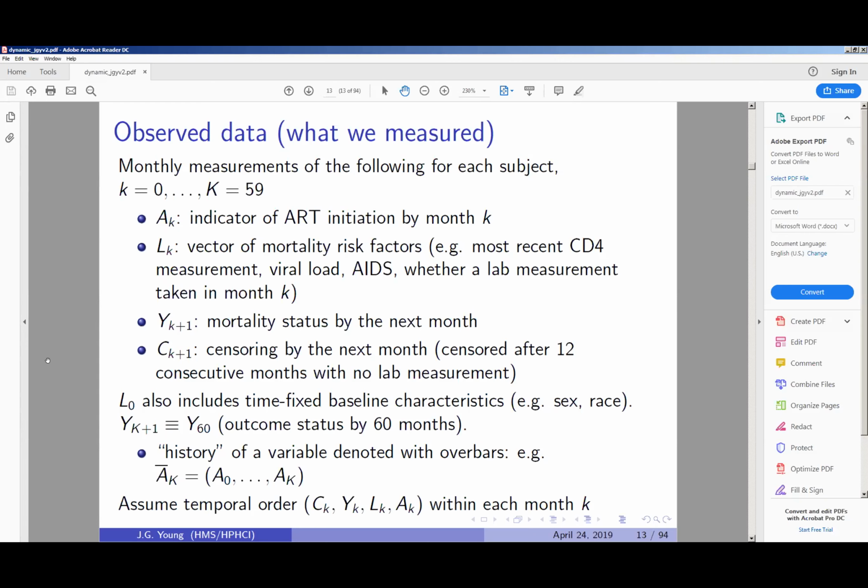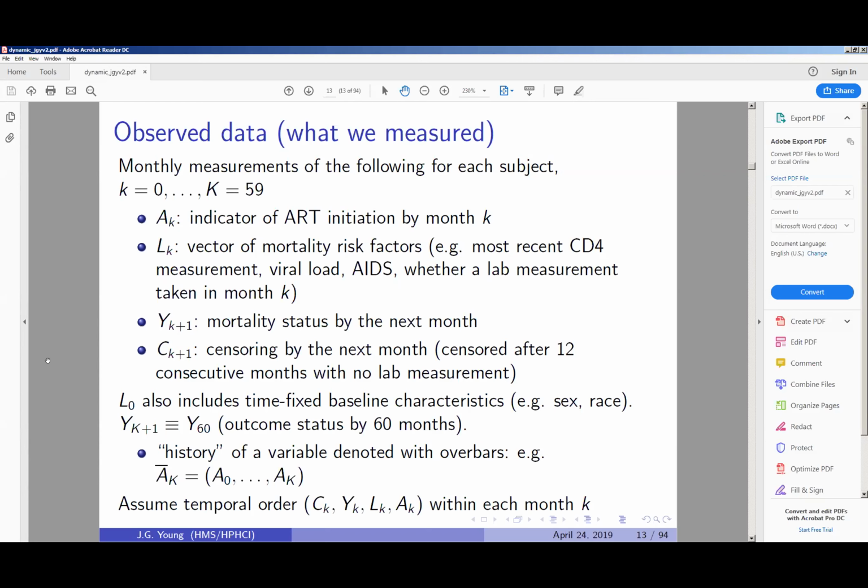LK is a measured vector of mortality risk factors for death. So for example, the most recent CD4 cell count measurement, a recent measurement of viral load, whether they have progressed to AIDS, and whether a lab measurement was taken in month K, and I think there were maybe a couple of others. And then YK+1 is an indicator of mortality status by month K+1. So once this switches to 1, it stays 1. It's just, did you die by month K+1?